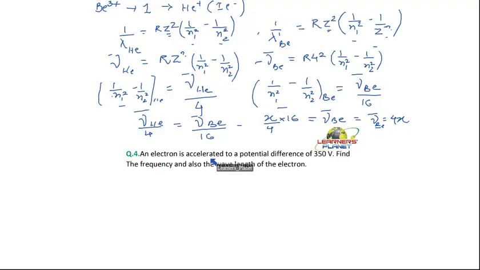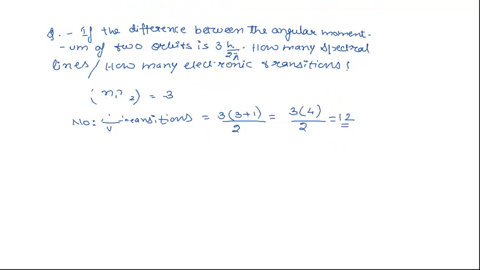An electron is accelerated through a potential difference of 350 volts. Find the frequency and the wavelength. So how will we do this question? Let's take it here. It is question number 4.